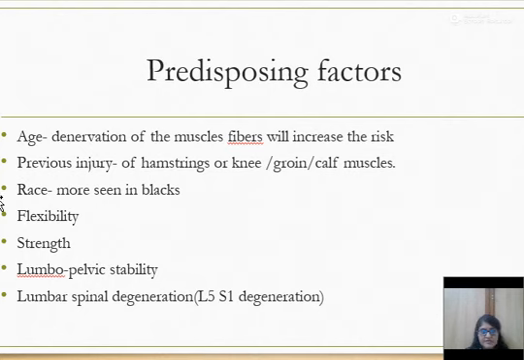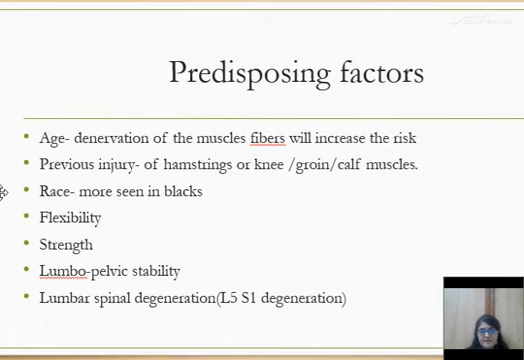What are the predisposing factors? The predisposing factors are age. With age, the denervation of the muscle fibers increases the risk of getting this type of strain. Then if there is a previous history of some type of hamstring injury, or if the groin or calf muscles were injured previously, then also this injury is very common.